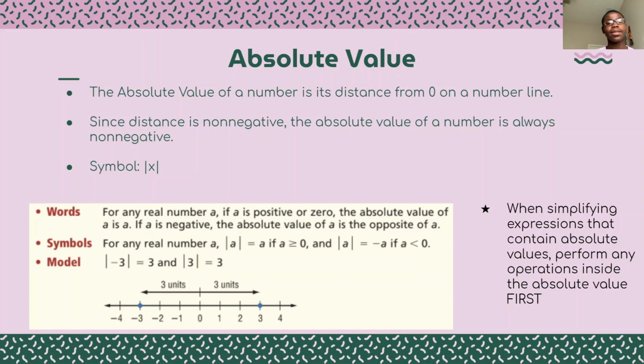I just want you guys to keep in mind that when simplifying absolute value expressions, perform any operations inside the absolute value first. So absolute values are like grouping symbols, similar to parentheses. So when you're evaluating the expressions, you would want to perform the operations inside of the absolute value first.